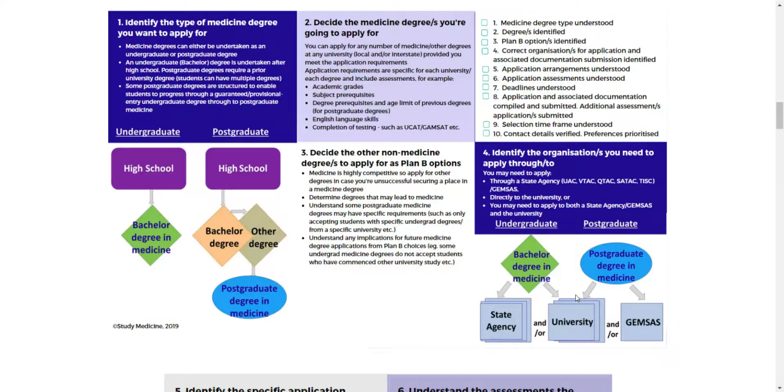through to both. Equally, for a postgraduate medicine degree, you may apply directly to the university, or you may apply through the GEMSAS consortium, or you may have to apply to both. Equally, you might have to apply to one agency and provide documentation also to a separate organisation such as the university. So make sure you really do understand how the application process works and which organisations you're actually applying through and to.